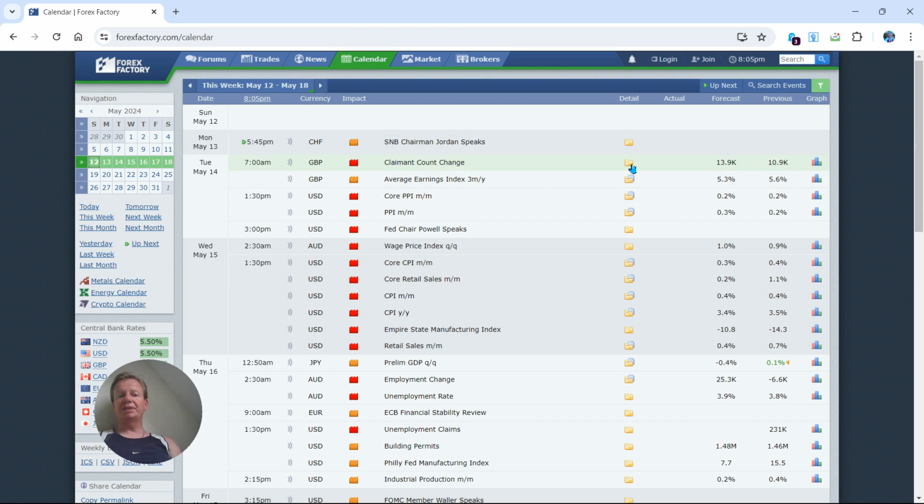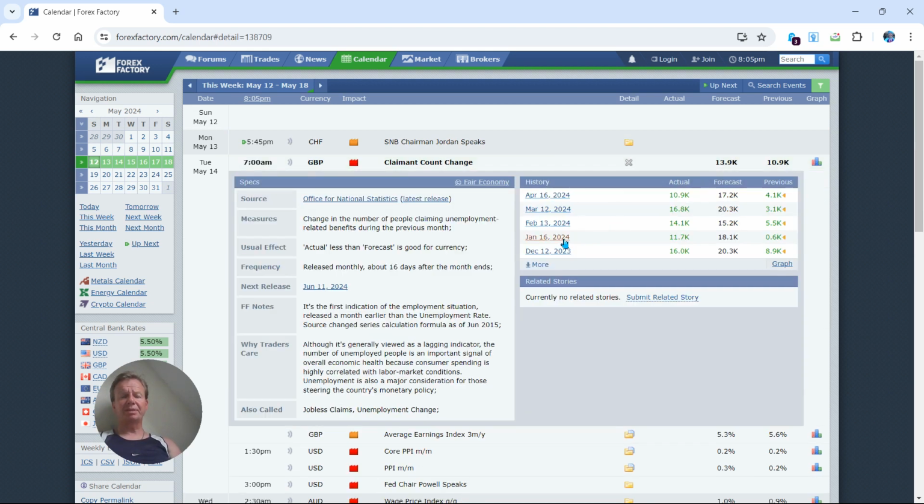Now what we do here is click on the folder. It brings up a lot of information, histories of past reports. It tells you the source. So here it's the Office for National Statistics, and it's the change in the number of people claiming unemployment related benefits during the previous month. So if the actual is less than the forecast, not as many people are claiming it, obviously that's good for the currency because it's lower unemployment. It's released monthly about 16 days after the month ends. It says there, first indication of the employment situation. So this is all relatively straightforward.